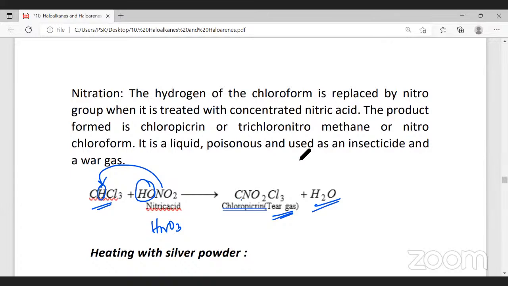What is the chemical formula of chloropicrin? The chemical formula of chloropicrin is CNO2Cl3.